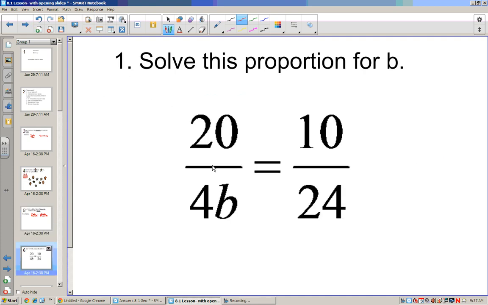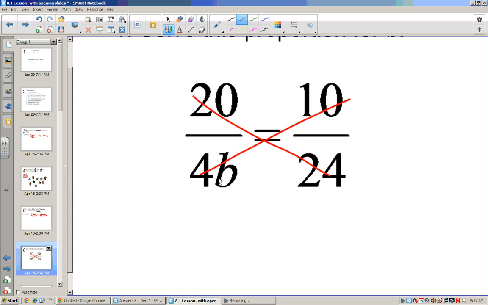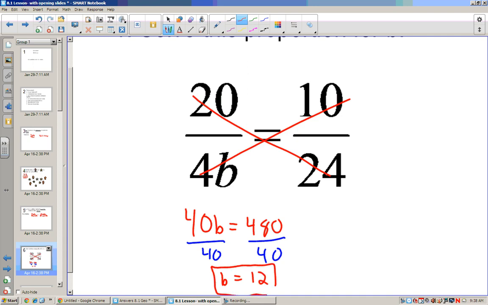Now we want to solve some proportions to find particular values. In this one, what I would do is cross multiply, meaning I take 4b times 10, which would equal 40b, set that equal to the other cross, which is 20 times 24, which is 480. Now I would divide each side by 40, leaving b equal to 12. So in this case, b is 12.